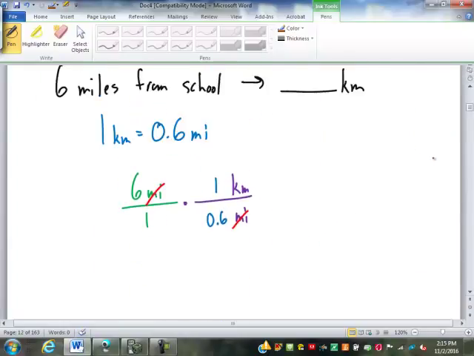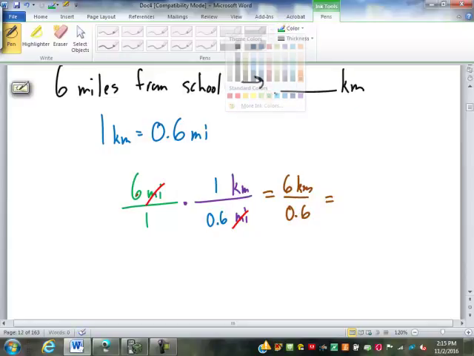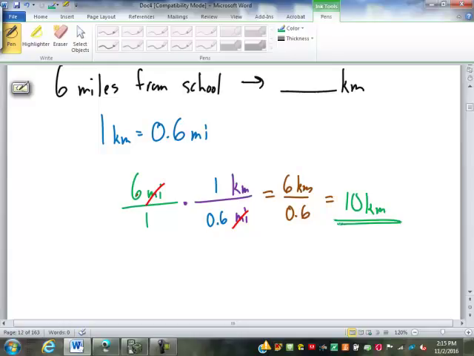So here, it's going to be 6 miles. Is it going to be multiplied or divided by 0.6? It'll be divided by 0.6. Just to confirm that, we got 6 times 1 kilometer is 6 kilometers. 1 times 0.6 is 0.6. You can see we're going to divide. So 6 miles is about 10 kilometers.